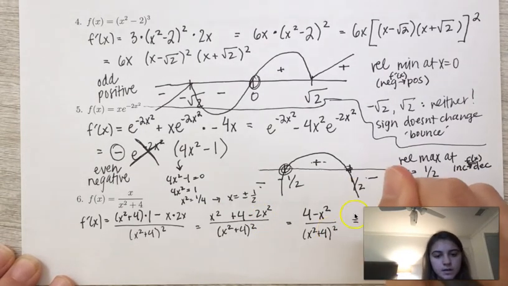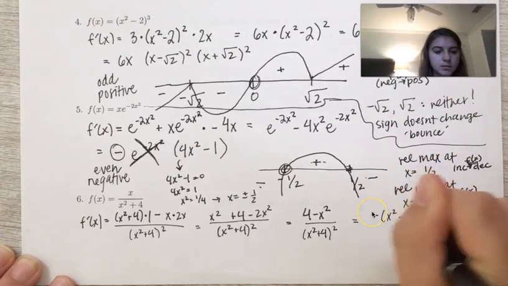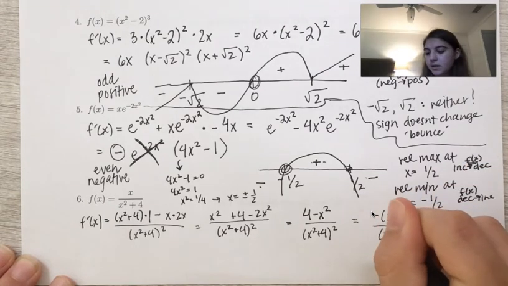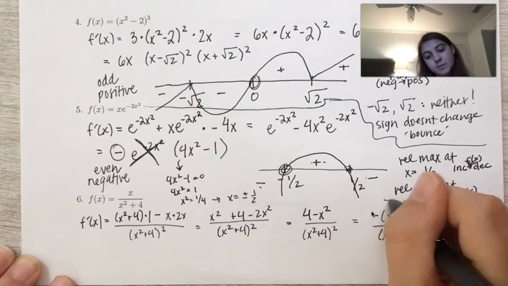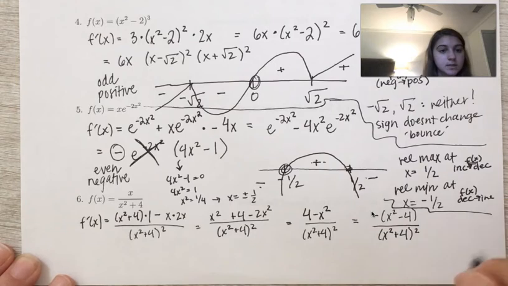And we're just going to switch that around. You have to keep moving. Pull out that negative, and we get x squared minus 4. And then, of course, we have a difference of squares. So we have a negative x minus 2 times x plus 2 over x squared plus 4 quantity squared.